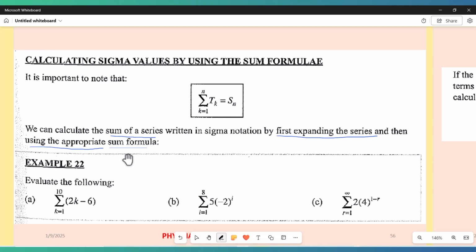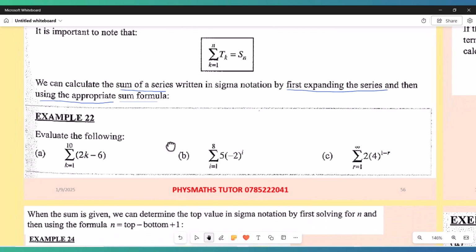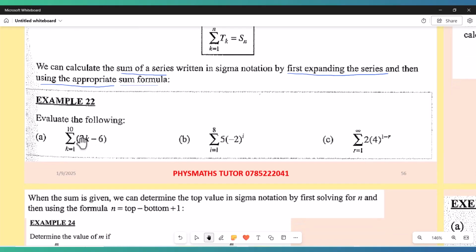Can I do some questions here? If you check what we have here, we have example 22. It says what? Read for me. Evaluate what?